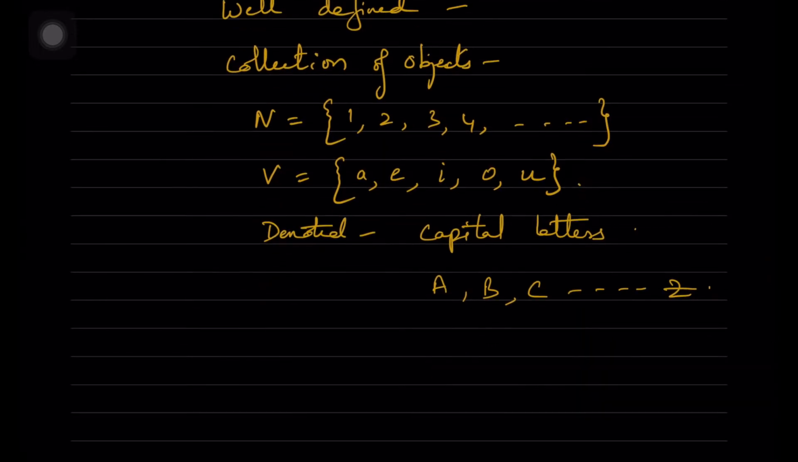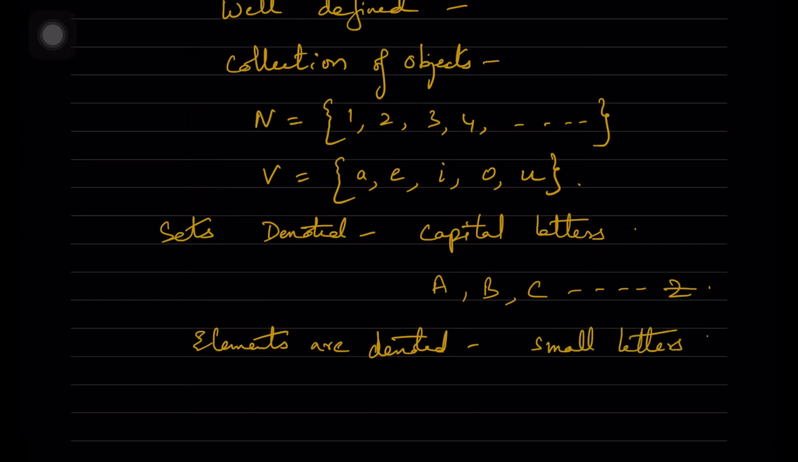Now how are the elements denoted? Sets are denoted in this way. Elements are denoted in small letters. Small letters a, b, c, d. So this is the difference. These are the sets which contain these elements. In these sets, these alphabets are there, and those small letters you can take. These are called the elements. These are called the sets. So this is the difference, and basically you can say that a belongs to capital A.